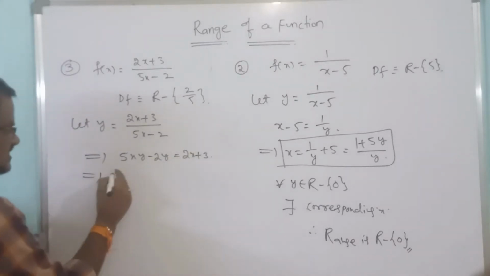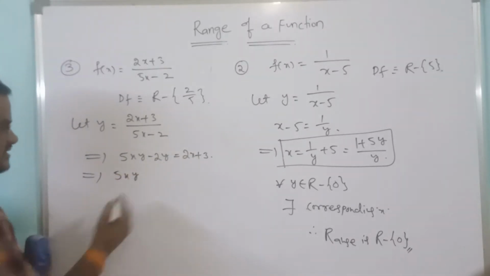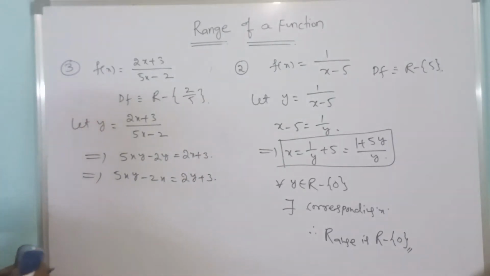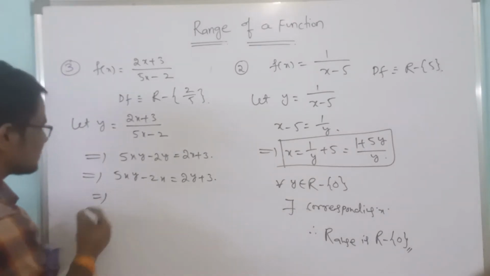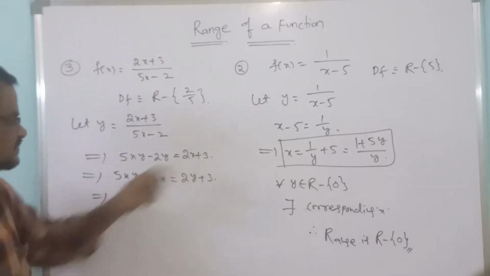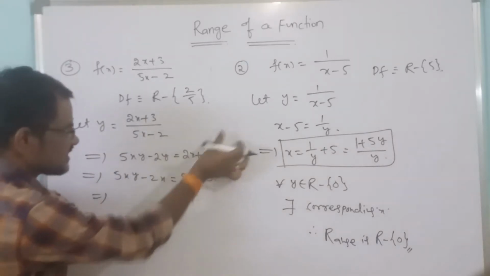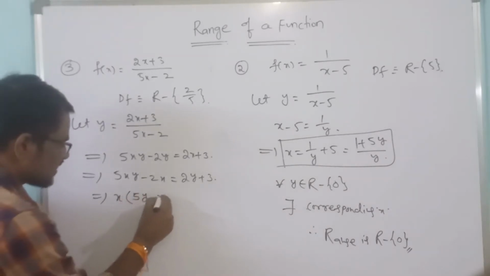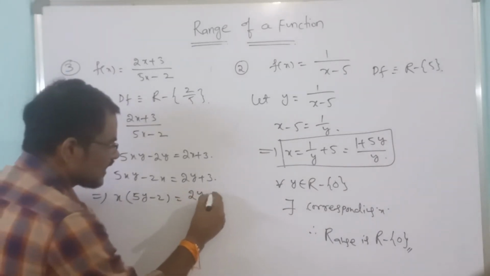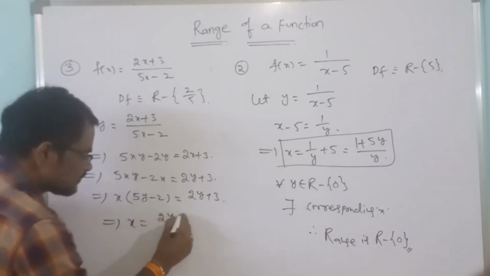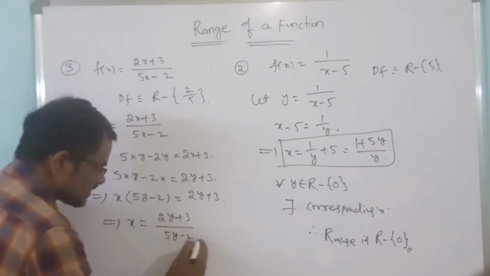Otherwise, this 2x, bring this side: 5xy minus 2x, and this one take that side: 2y plus 3. Now that implies, cross multiplication, 5xy minus 2y equal to 2x plus 3. Now this one take that side, 2y plus 3, and this 2x take this side. In this one x common: x times (5y minus 2) equal to 2y plus 3. And now that implies x equal to (2y plus 3) divided by (5y minus 2).